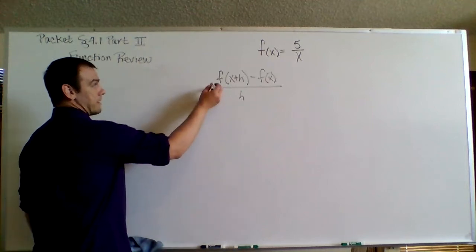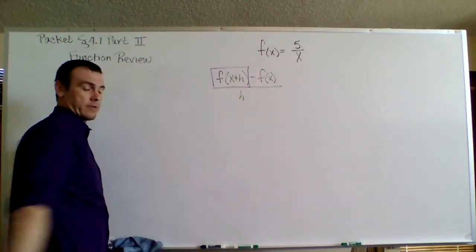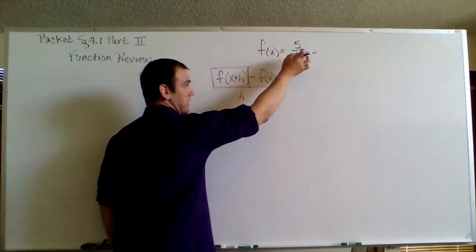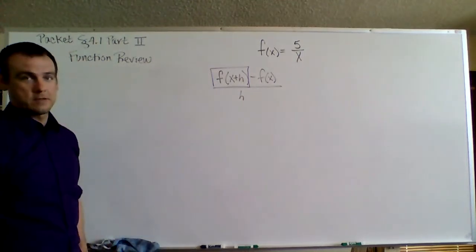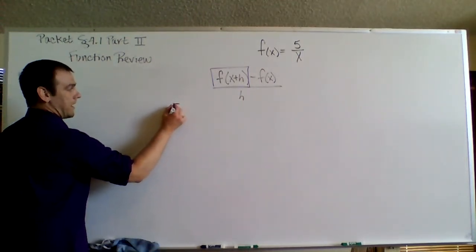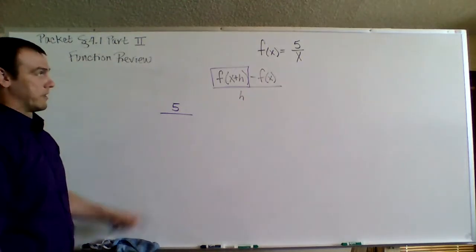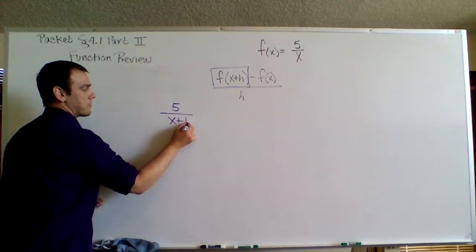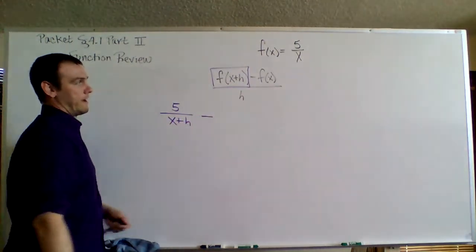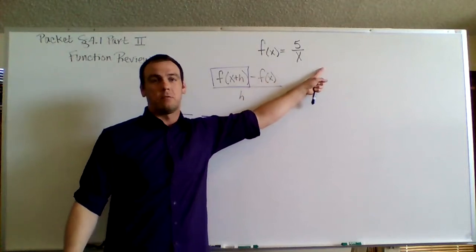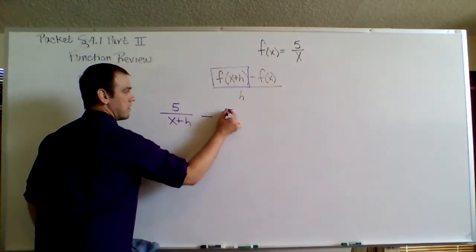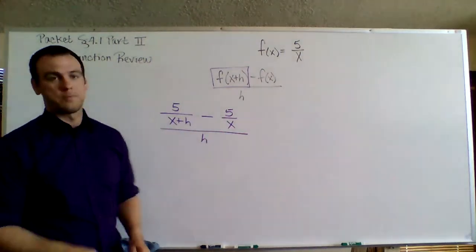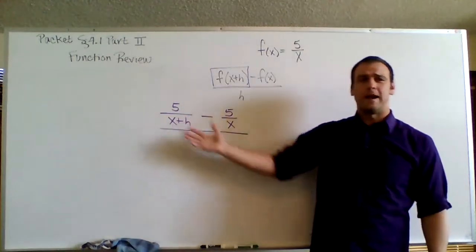So I'm first going to figure out what is f of x plus h. All I'm doing is plugging x plus h into my function wherever I see my x. So that was really just 5 divided by something, and that something is going to be x plus h. Minus f of x, well, we just copied that function down. F of x was 5 over x. And this is now all divided by h.